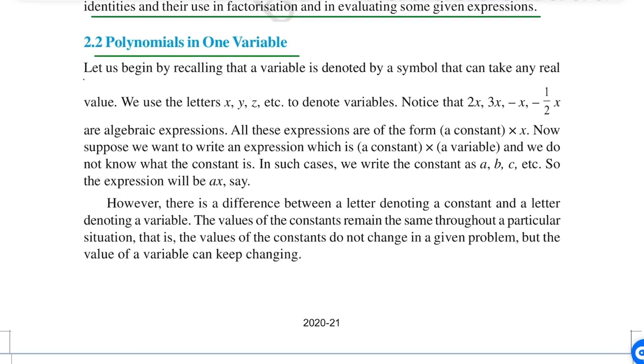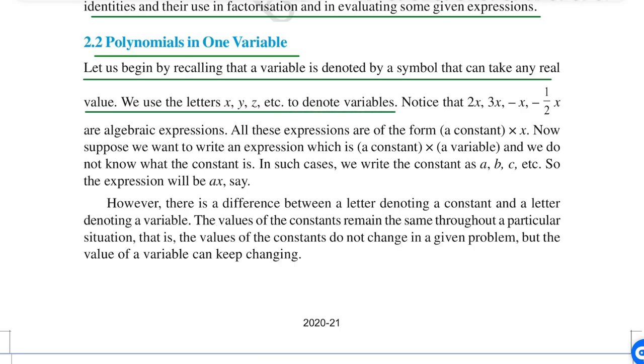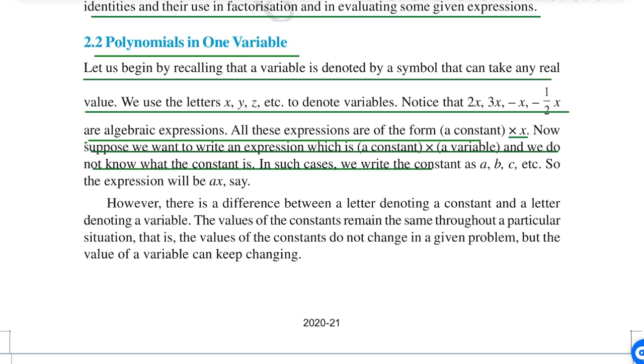Polynomials in one variable. Let us begin by recalling that a variable is denoted by a symbol that can take any real value. We use the letters x, y, z, etc. to denote variables. Notice that 2x, 3x, −½x are algebraic expressions. All these expressions are of the form of a constant times x. Now suppose we want to write an expression which is a constant times a variable and we do not know what the constant is. In such cases we write the constant as a, b, c, etc. So the expression will be ax.